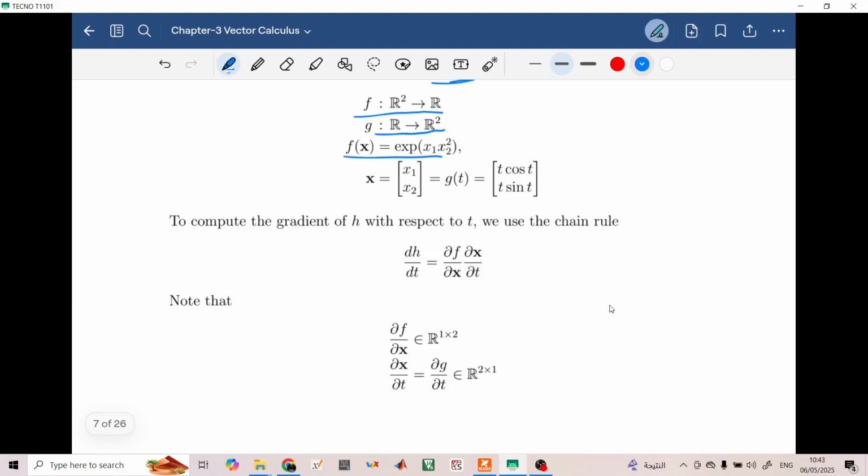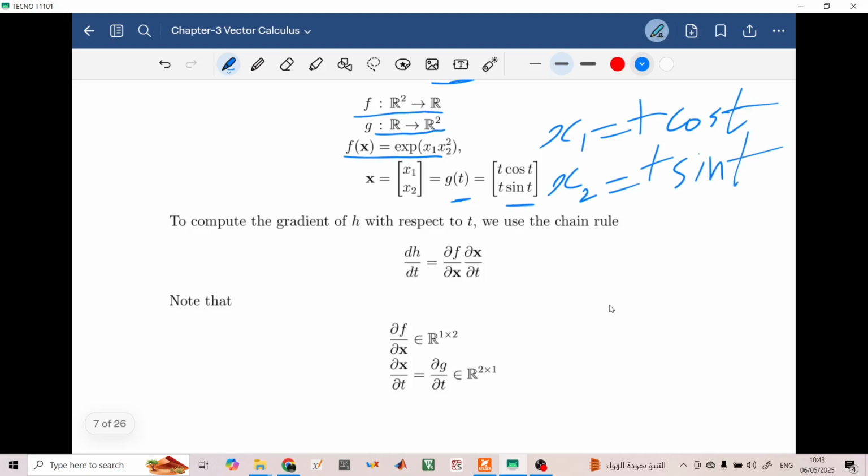Here is f of x. It's an exponential of x1 multiplied by x2 squared, and g is simply a parameterization of x1 and x2. So x1 equals t cosine t, and x2 equals t sine t, right?